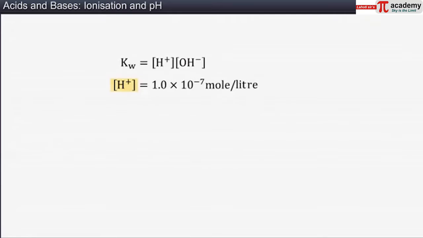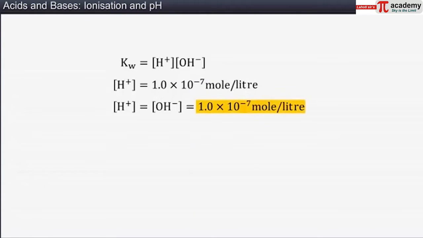Experimentally, the concentration of H+ ions at a temperature of 298 Kelvin was found to be 1.0 × 10^-7 moles per liter. The dissociation of water produces equal numbers of H+ and OH- ions, and hence the concentration of OH- would also be equal to 1.0 × 10^-7 moles per liter.